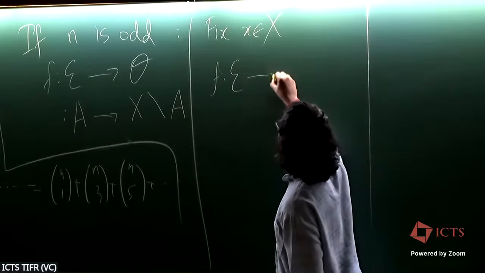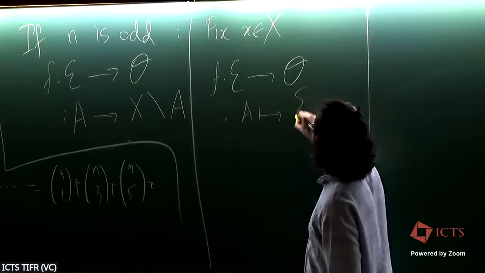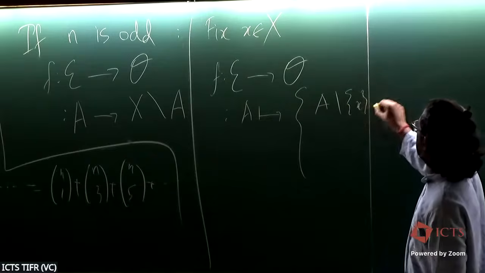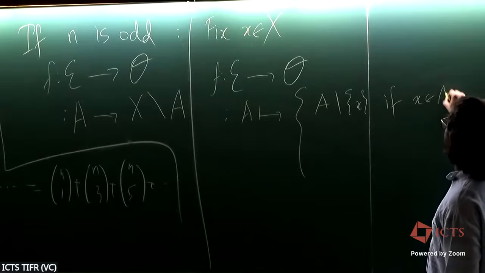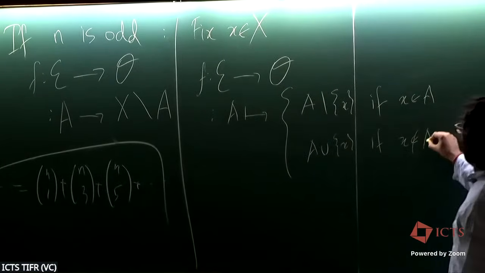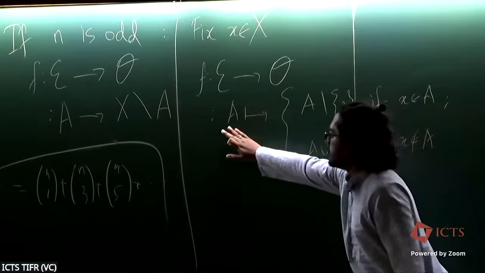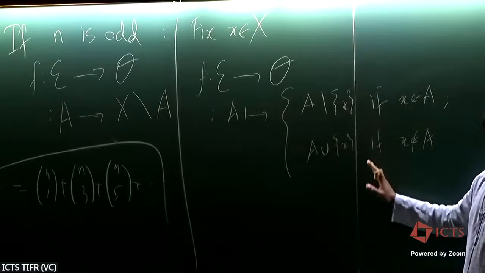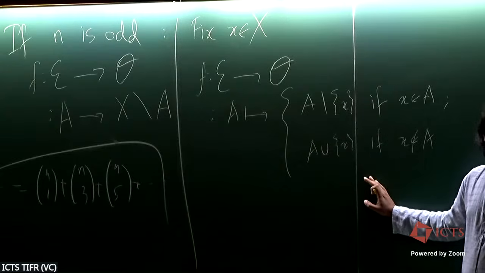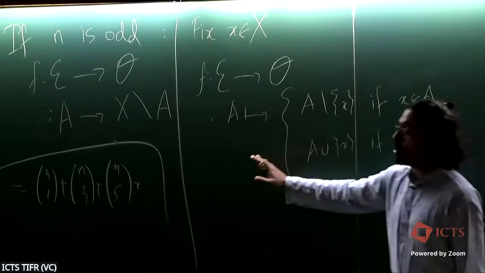So the map F goes from E to O and does the following. It sends A to A minus x if x is in A, and it sends it to A union x if x is not in A. I claim this works. First thing to check, suppose it is an even size set. Starting with an even size set, will this always give me an odd sized set? Because you are either deleting one element or adding one element. So whatever it is, you're getting an odd size set. I'm saying that this is also a bijection.